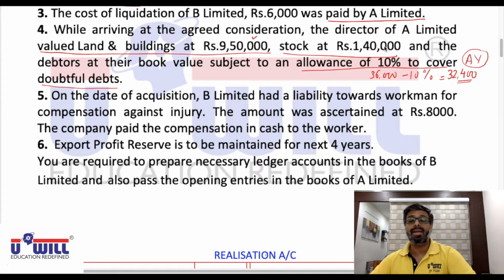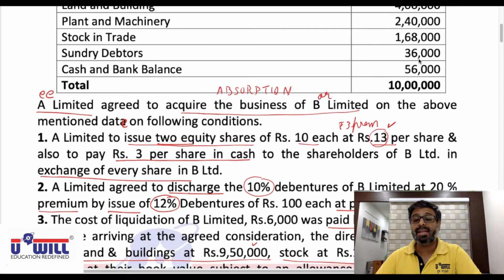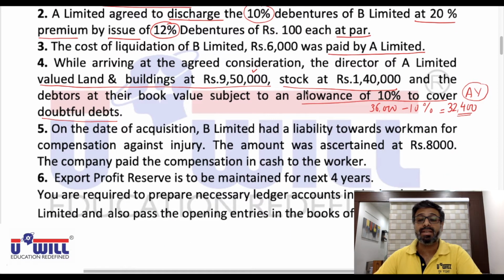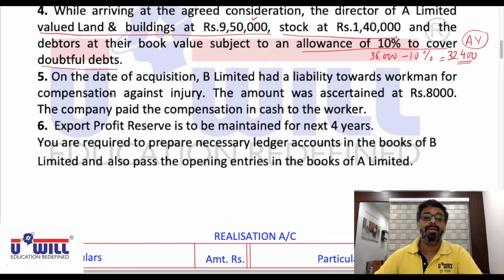I repeat, debtors at their book value but subject to an allowance of 10% to cover doubtful debts. So debtors are 36,000 minus 10% for doubtful debts. So their agreed value is 32,400.